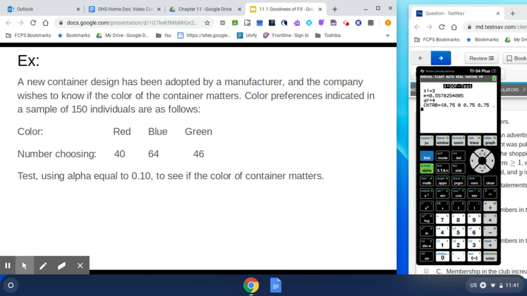Okay, so for our null hypothesis, we could word this the same way we did the last one, equal frequency for the H0 and unequal frequency for the Ha. They use the word color preference. So if we do have equal frequency, that would mean that there's no preference. If each color occurred the same amount of times, it would mean the same as no preference.